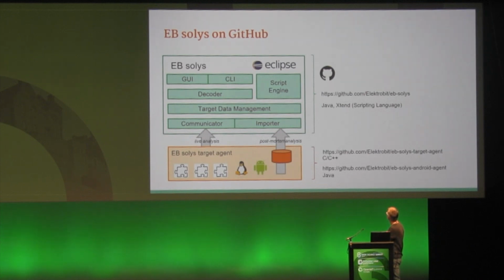Here you have the GitHub coordinates for those tools. We saw this already: the host tool is implemented in Java, and Xtend is also a Java runtime language, which we are using for our built-in script engine. For the target agent part, we have the Linux variant in C++, and for Android we have it in Java.